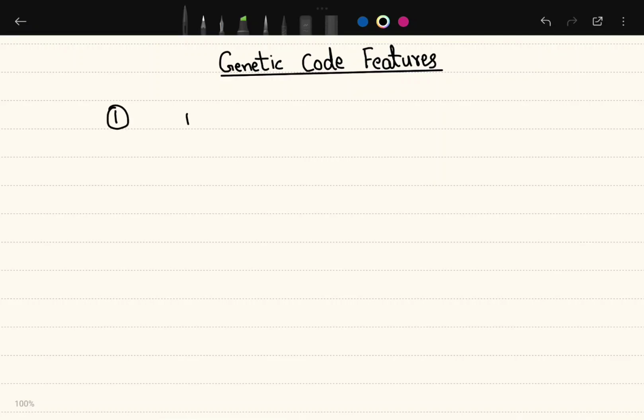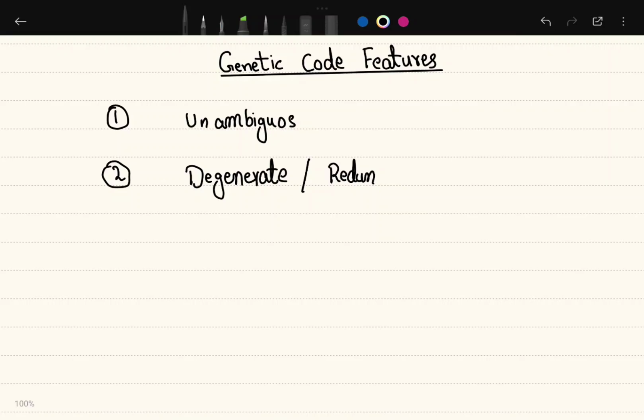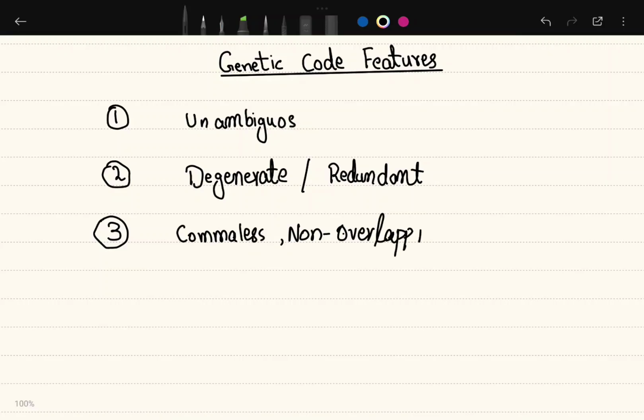1. Unambiguous. 2. Degenerate, redundant. 3rd is commaless and non-overlapping. 4th is universal.